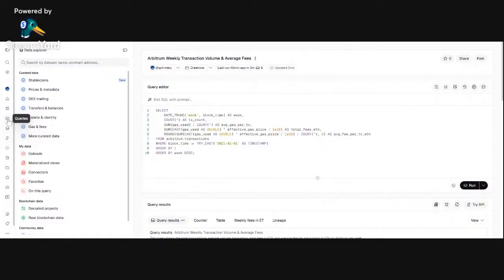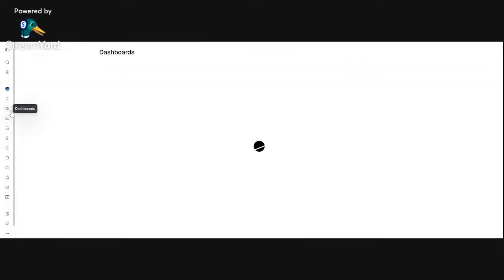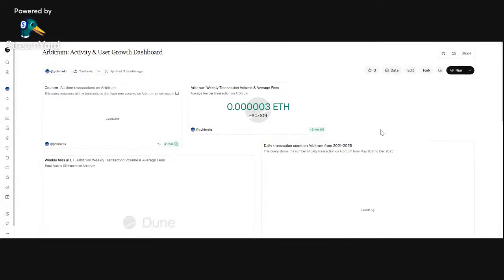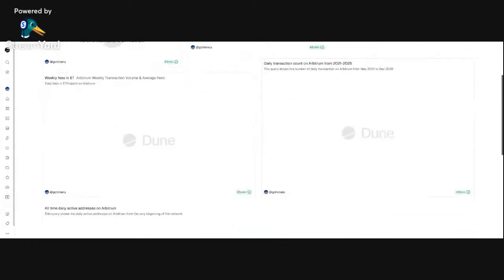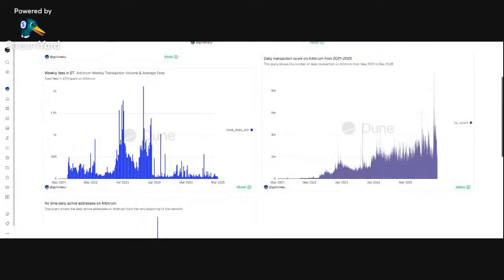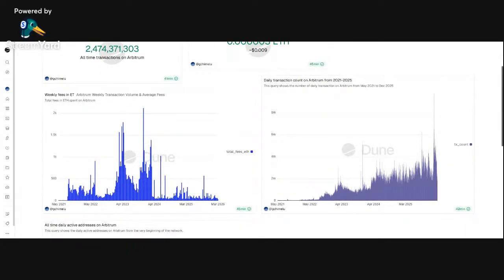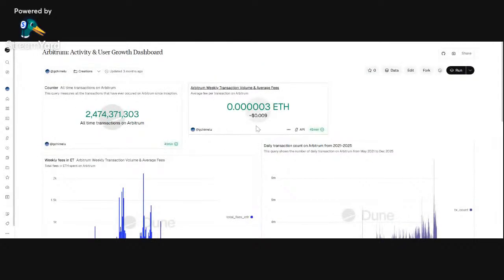The next one we're going to be looking at is, yes, we have done the first two. So what we're going to be looking at next, okay, we have looked at weekly fees in Ethereum. That's how I also came up with this number. It was from the same query that I came up with this number of 0.003 as the average.